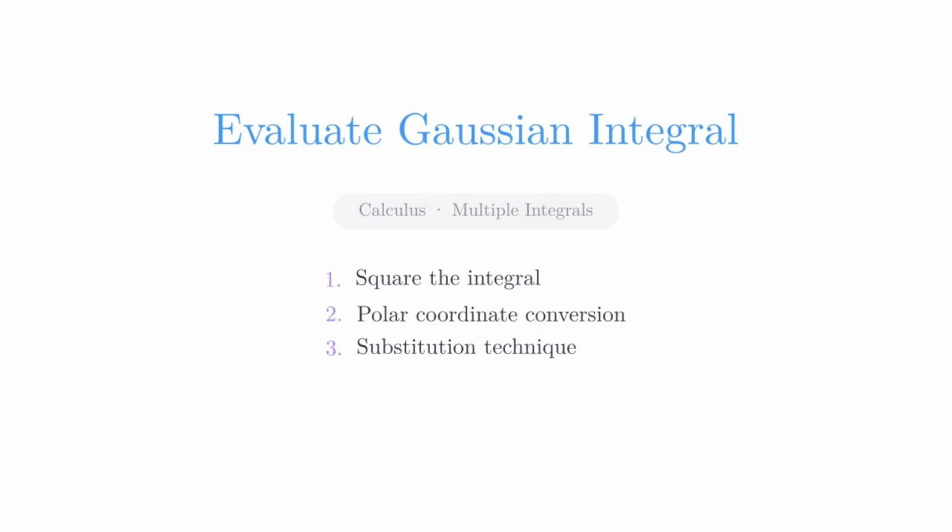This video shows how to evaluate the famous Gaussian integral using a clever squaring technique and polar coordinate transformation. This fundamental result appears throughout probability theory, physics, and advanced calculus courses. You'll learn to square improper integrals, convert to polar coordinates, and recognize when coordinate transformations simplify complex problems.